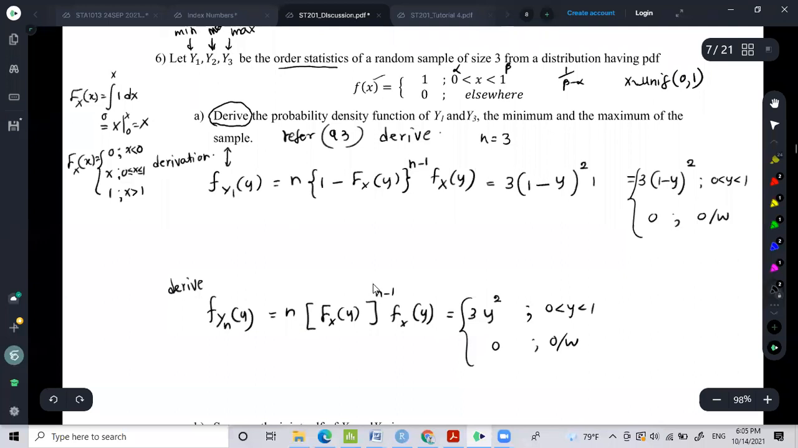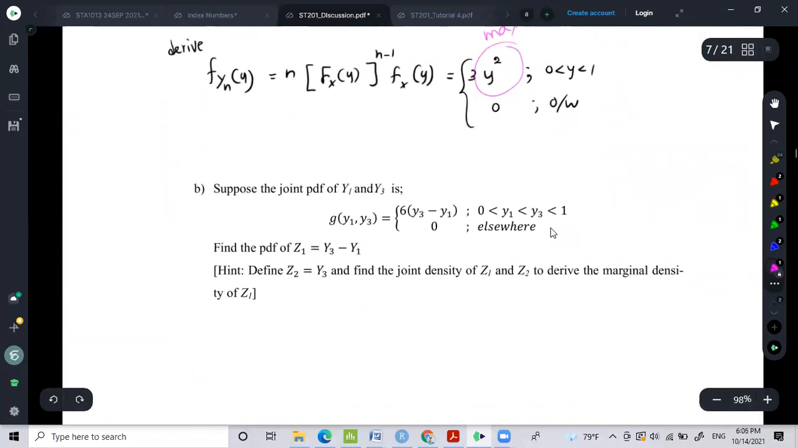Okay, right. So you have the minimum and the maximum now. Here's the min. Here's the max. So part A is done. And then we move on to the next part.